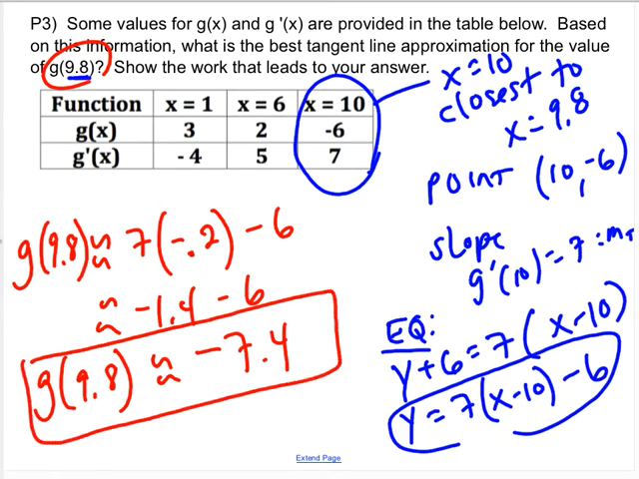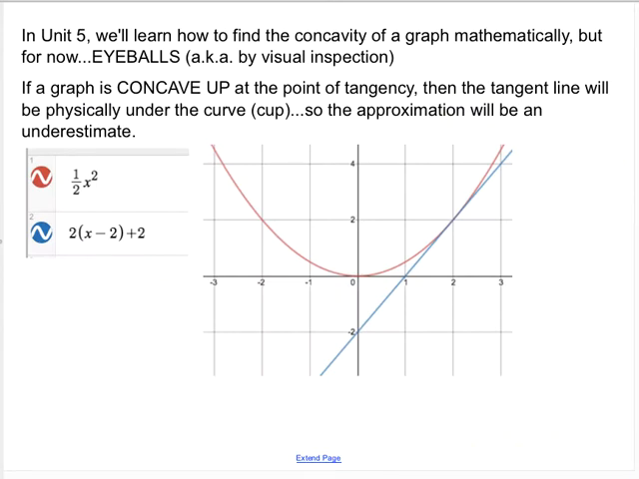All right. So in Unit 5, we're going to learn how to find concavity of a graph mathematically, but for now, we're going to use our eyeballs, aka by visual inspection. A graph is concave up at the point of tangency. Concave up means cupping up, right? So like if you're cupping upward, right? So concave up looks like cupping this way, right? So if a graph is concave up, as you can see here, what you'll notice is that the tangent line is physically under the curve.